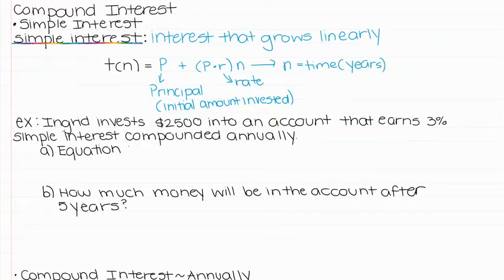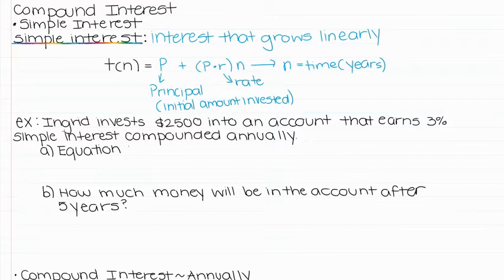Okay, so we're going to look at an example of simple interest. So we have Ingrid invests $2,500 into an account that earns 3% simple interest compounded annually. So we want to first create an equation. So I know that this is simple interest because it says the word simple interest.